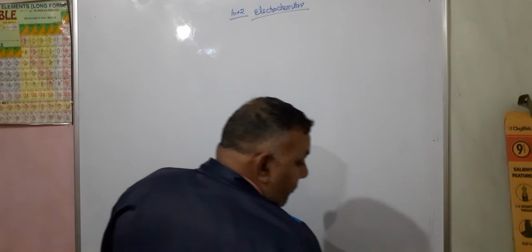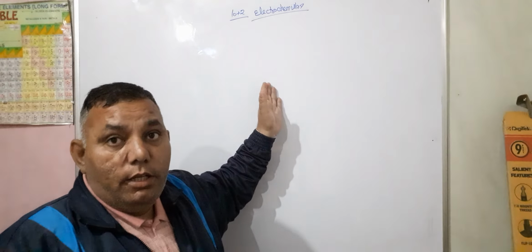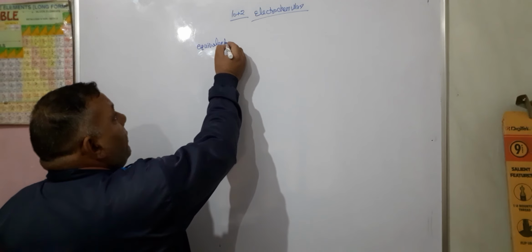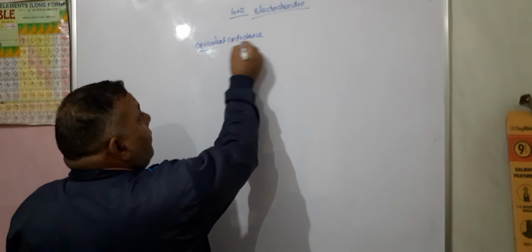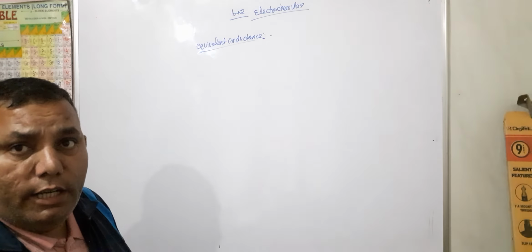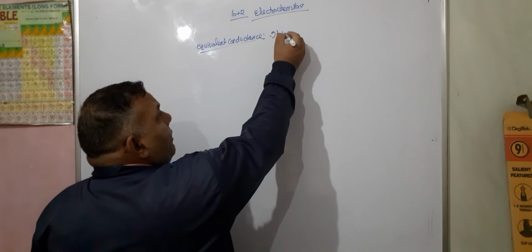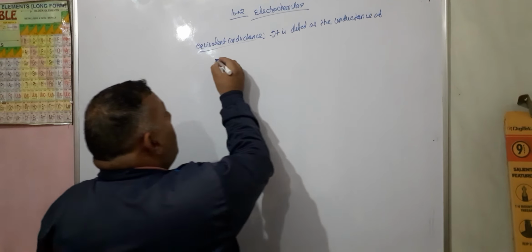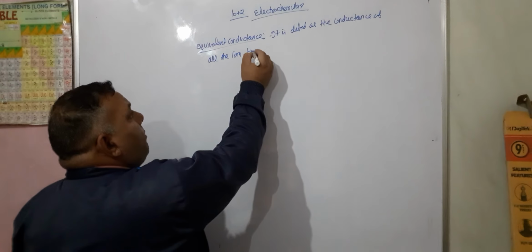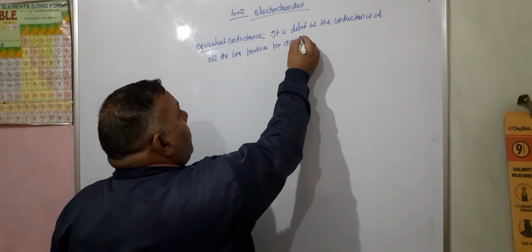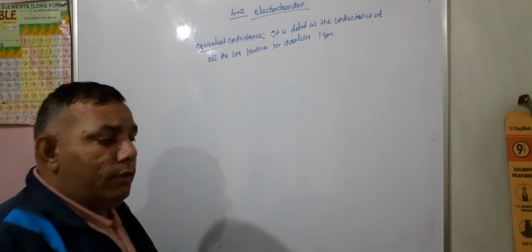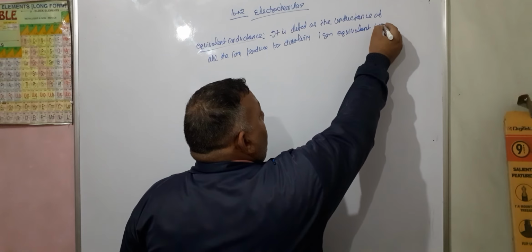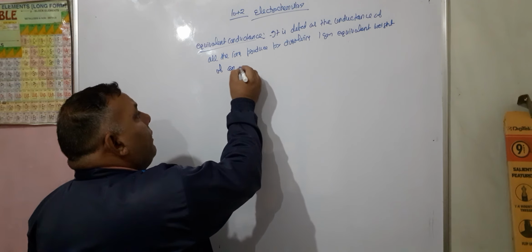And the best thing would be if all students write down what is shown in the video in their copy, that will be best. Equivalent conductance. Next, it is defined as the conductance of all the ions produced by dissolving 1 gram equivalent weight of an electrolyte.